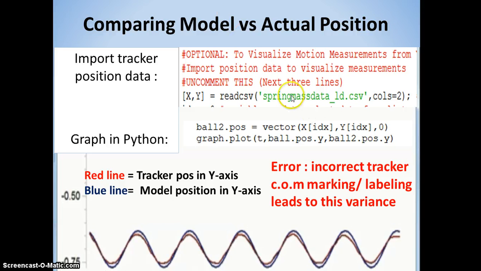Now, this is the code I imported in order to get those, and this is where I imported the data from Tracker, and this is where I graphed the plots.